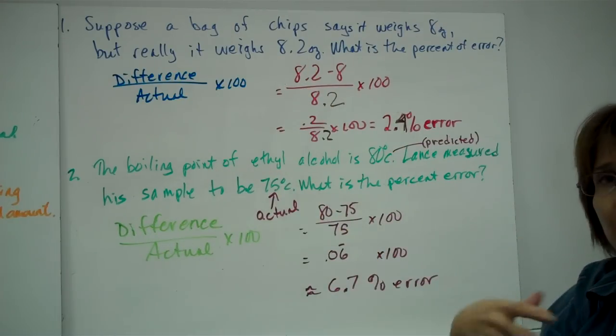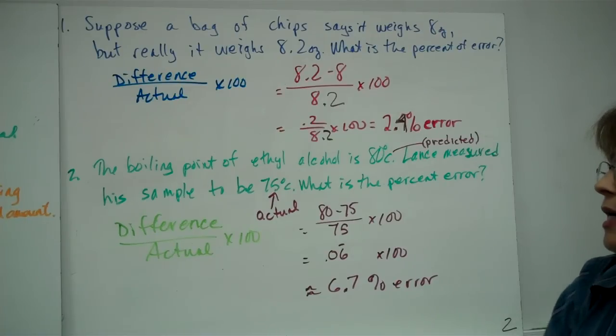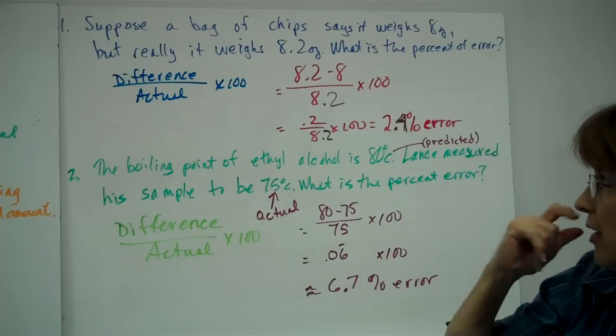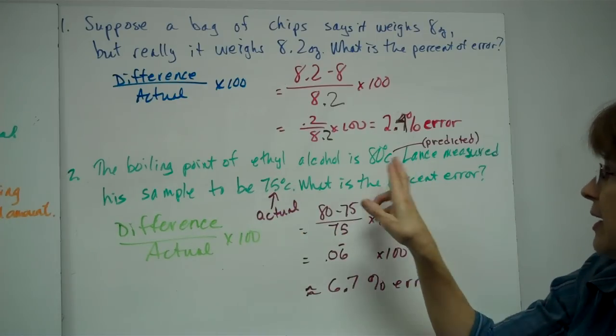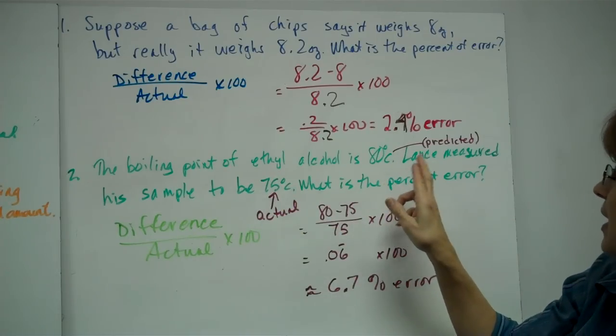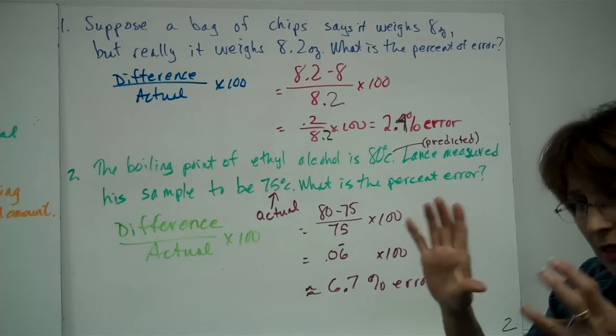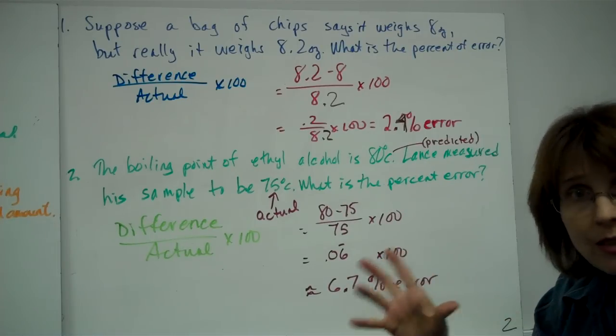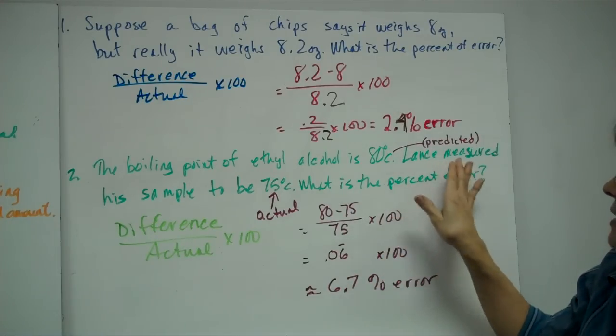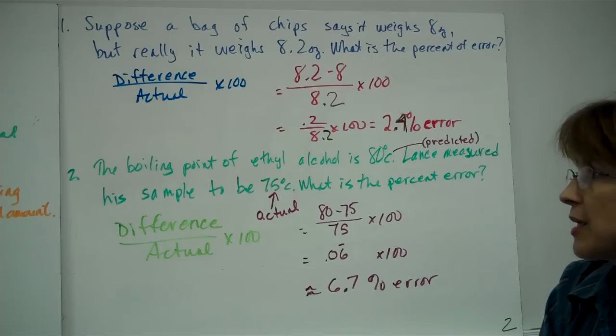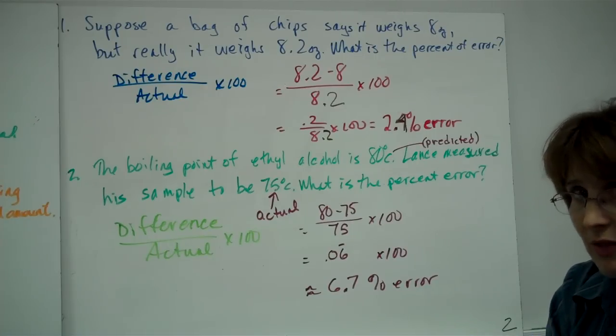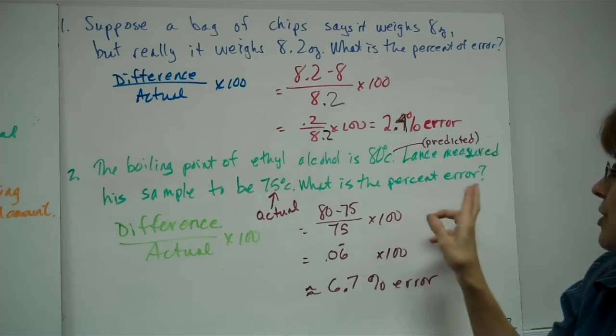A lot of these are going to be with chemistry experiments you're going to do in high school. For number 2, it says the boiling point of ethyl alcohol is 80 degrees Celsius, which is a predicted value. You have a book that tells you basically the standard predicted degree. And Lance measured his sample to be 75, so his actual measurement was 75 degrees. What is the percent error?